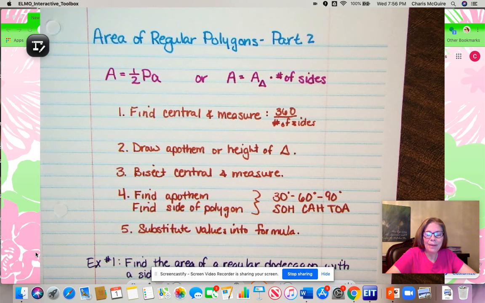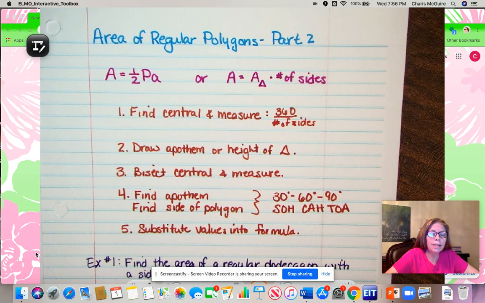Hi, everybody. Welcome to part two of area of irregular polygons. And I know our last lesson was very long, so this is going to be shorter and just recap what we did. I am just using plain paper, so you need paper and you're going to need your calculator. But pause me if you don't have those things.